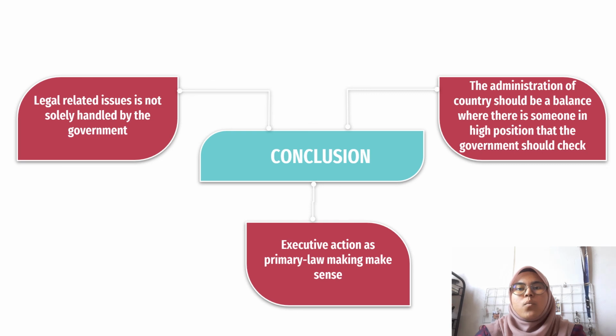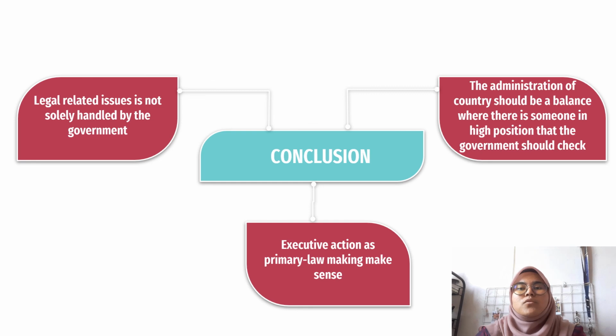In conclusion, any legal-related issue should not be slowly handled by the government. The Yang di-Pertuan Agong has the right to know what happened, either in or out of the parliament, because it involves the people in this country. The administration of a country should be balanced. Must someone be there to check whether the people of the country receive benefits from the government fairly?